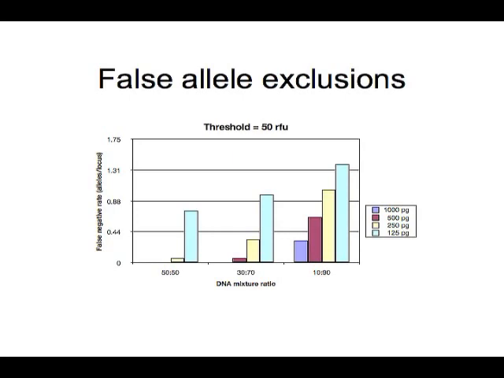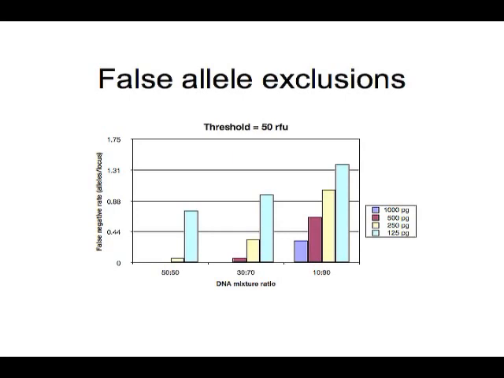In this study, there were two pairs of individuals at 5 different mixed proportions, 90-10, 70-30, 50-50, 30-70, and 10-90, in 4 different dilutions: 1 nanogram, half a nanogram, a quarter of a nanogram, and an eighth of a nanogram. So what we did is we simply observed at 3 different thresholds of 50, 100, and 200 RFU what alleles we would call based on those thresholds. Then since we knew what the answers were, we were able to determine the false positive and the false negative rate. There were 4 false positives observed in the study.